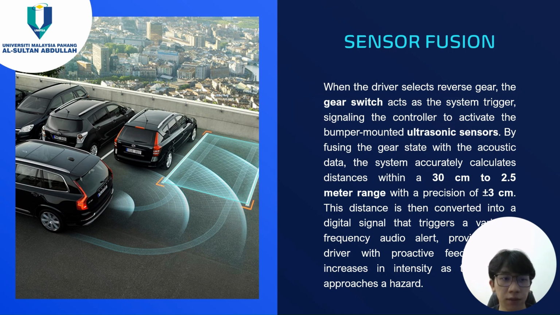So through this picture, we can see the Volvo car is in a situation to park. The driver wants to park the car. When the driver is in reverse, the car's sensors will start to work. The ultrasonic sensor will start to send echo signals to detect the nearest object to assist the driver in parking the car.